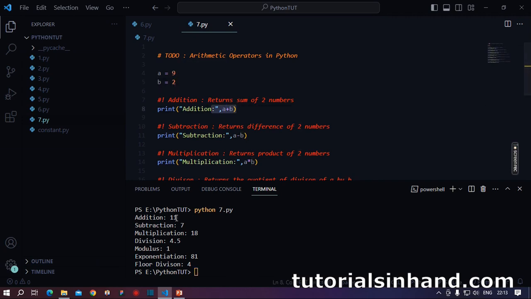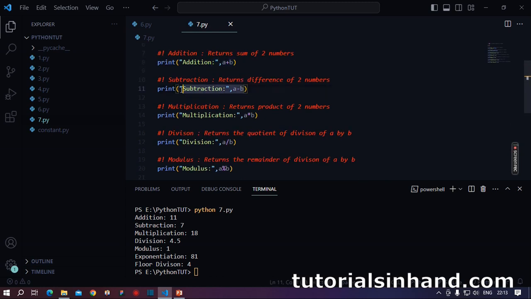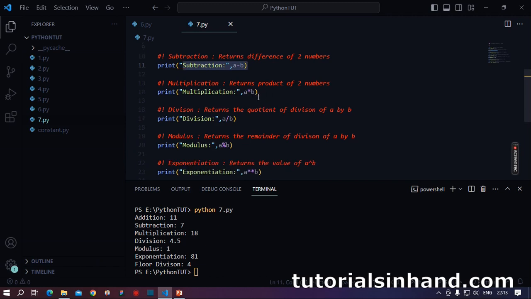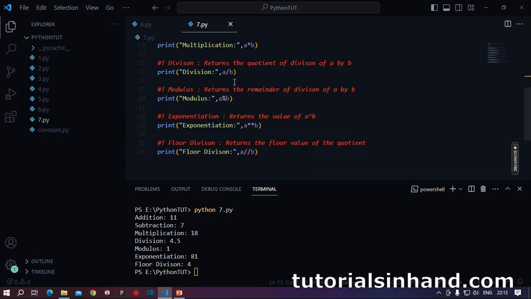9 plus 2 has to be 11. So you are getting addition 11. 9 minus 2 is 7. So you are getting subtraction 7. 9 into 2, that is 18. You are getting multiplication 18. 9 divided by 2, that is 4.5. You are getting division colon 4.5. Thereafter modulus, 9 modulo 2. Here you will get 1. The reason is when you divide 9 by 2, the remainder is 1. That is why modulus 1.